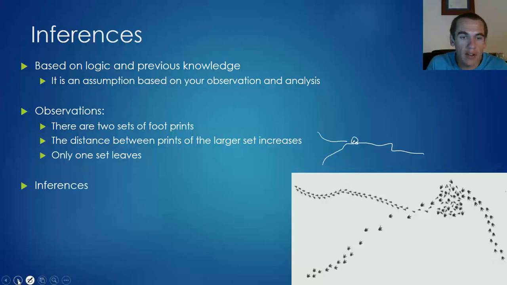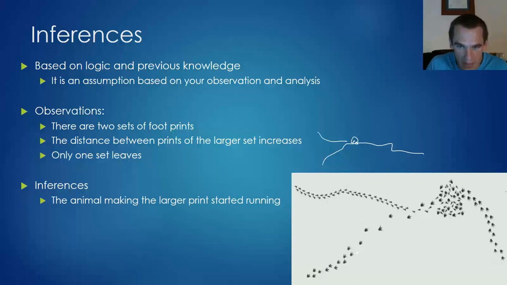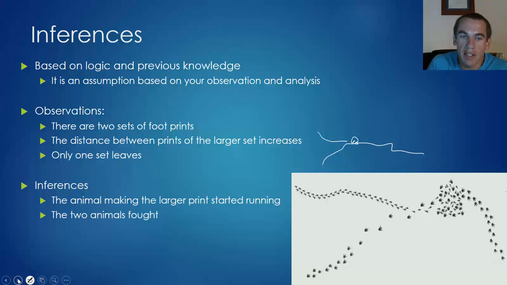We're not there, right? So the inference that the big one started running, like that's what it means, right? If we start running, our steps get longer. Well, maybe some of those footsteps got washed away. We don't actually know what happened. We weren't there. So don't make an inference and mistake it for an observation. Make sure that the things that you're assuming to be true are in fact observably true, or it could throw off your results.